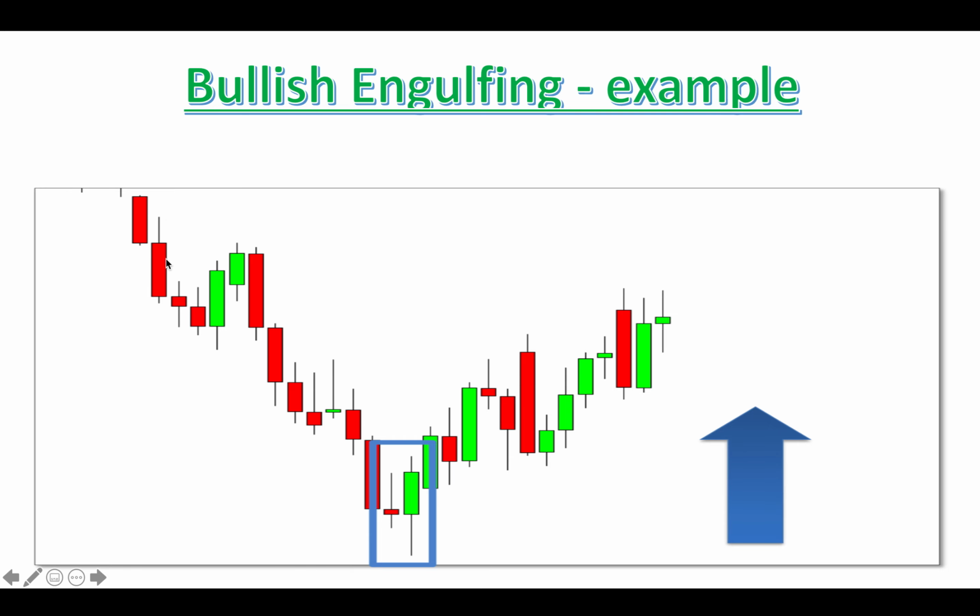Here it is in action. So as we can see, we've had a clear price descent, and then we came to the bottom here. We had this big bullish engulfing bar completely engulfing this previous candlestick, and then away price went on its merry way back up.